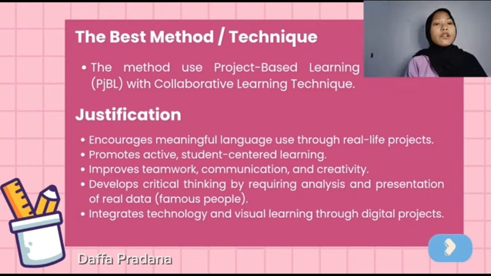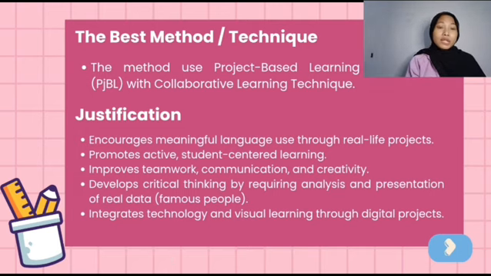And fourth, develop critical thinking by analyzing and presenting real information. This point means students collect real information from the internet, then analyze and summarize it in their own words before presenting it to the class. And finally, integrate technology and visual learning through digital projects. This point means students can use digital tools like Canva or PowerPoint to make visual presentations, helping them learn English while also improving digital skills.